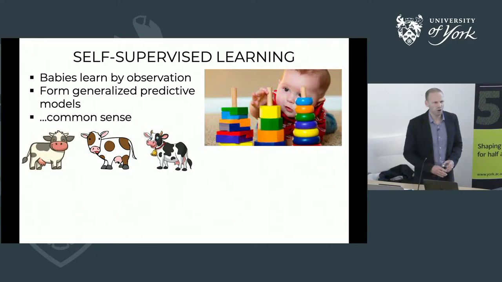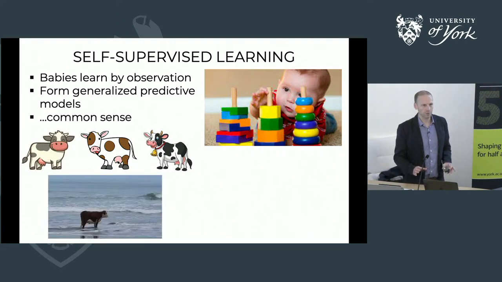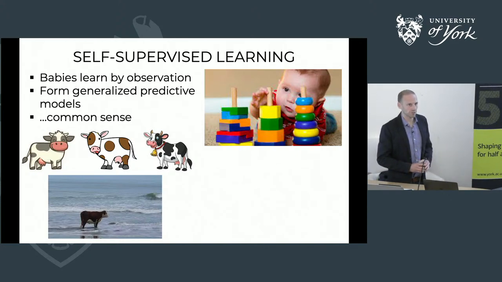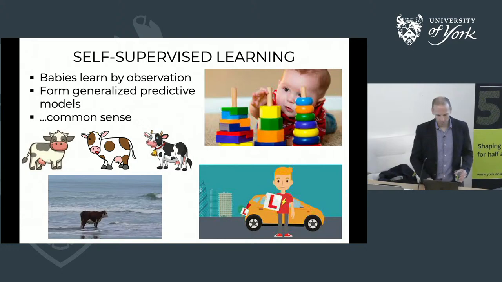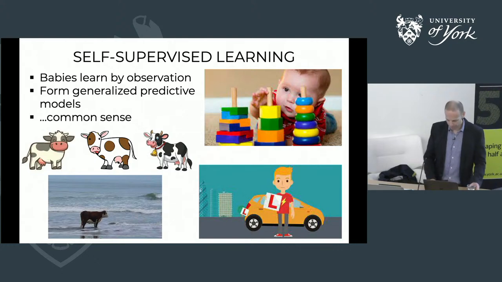But to me it's pretty amazing that a baby can see probably only tens of pictures of cows in the books they're shown. And then later in life, they can see a completely out of context real cow in a weird situation standing in the sea and say, it's a cow. This is really difficult for machine learning to generalize from such a small number of examples. Another good one is driving a car. A typical human will have about 20 hours of lessons to learn to drive a car. Machine learning systems are being given millions of hours of driving and still make foolish mistakes while driving.